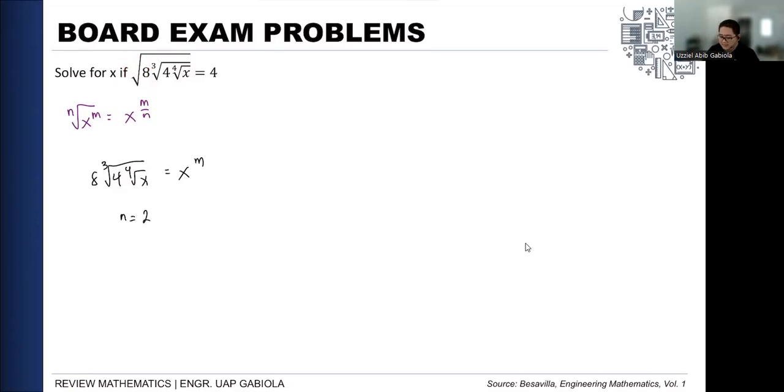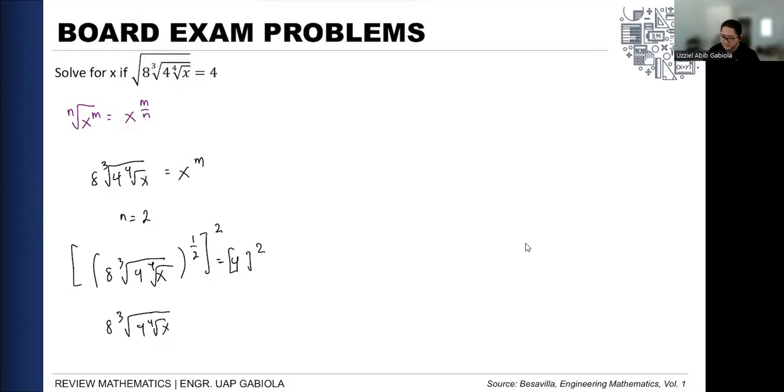No? So, ibig sabihin, pag change natin o nire-write natin yung ating value, so pwede natin gawin na ito is 8 cube root of 4, fourth root of x. Okay? Tapos, naka-raise siya ng 1/2. Okay? Equal sa 4. Para mawala si 1/2, anong gagawin natin? Pwede nating i-raise both side by 2, no? Para maging 1 siya. So, ito magiging 8 cube root of 4, fourth root of x is equals to 4 times 4 is 16. Okay?